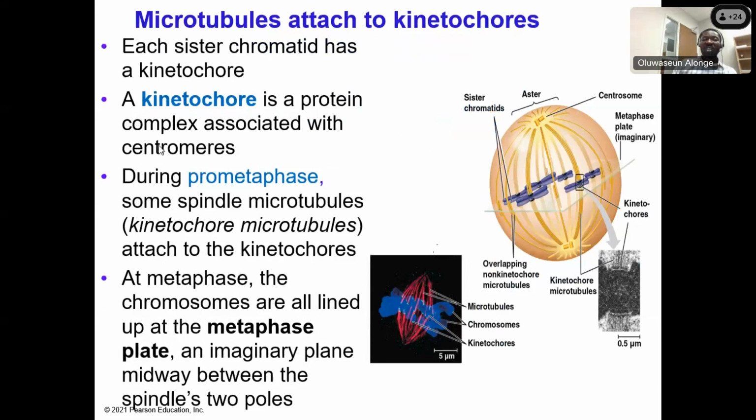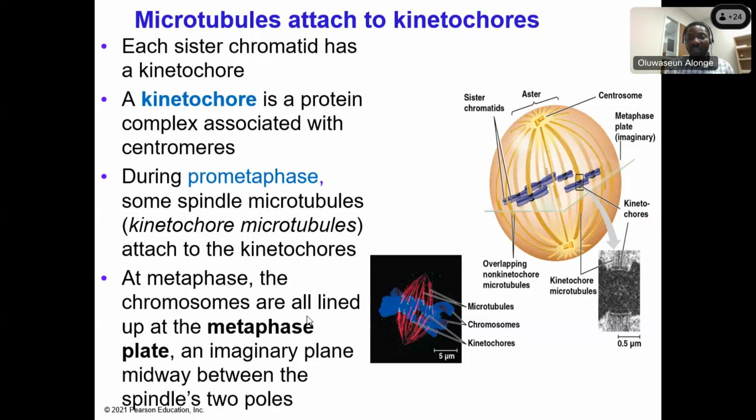Now, the kinetochore is a protein complex associated with the centromere. I told you the centromere is the location where the two sister chromatids are connected, and the protein in that region that holds them together is called a kinetochore. All right. Now, during prometaphase, some spindle microtubules, kinetochore microtubules, attach to the kinetochore. I've told you that already, right? That is a kinetochore microtubule because it's attached to the kinetochore. Others like this are non-kinetochore microtubules, I mean spindle fibers, because they're not connected to any kinetochore, right?